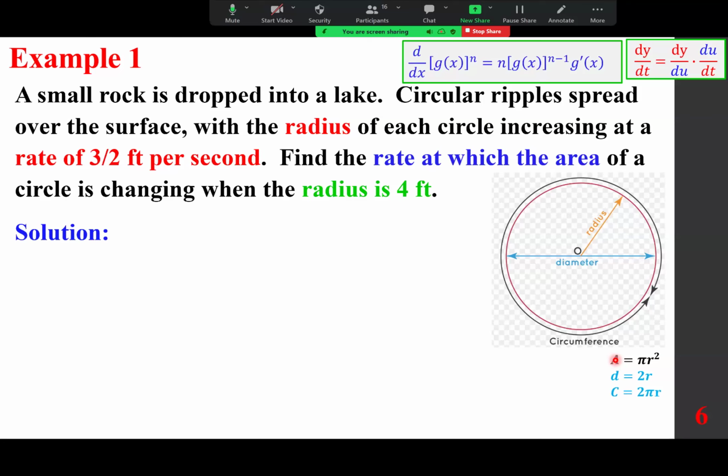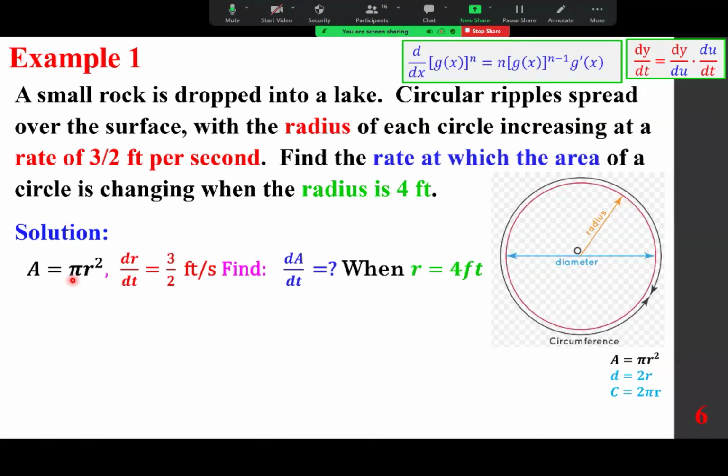Now let's go back, reread the question and write the given. A equals pi r squared. The radius is increasing at this rate. The moment you hear rate, just think about differentiation: dr/dt is 3/2 feet per second. What do we want to find? The rate at which the area is changing, that means dA/dt, at the point when r is 4 feet. So here's the translation: A equals pi r squared, relating the area to the radius. dr/dt is 3/2 feet per second. And we want to find dA/dt when r is 4 feet.